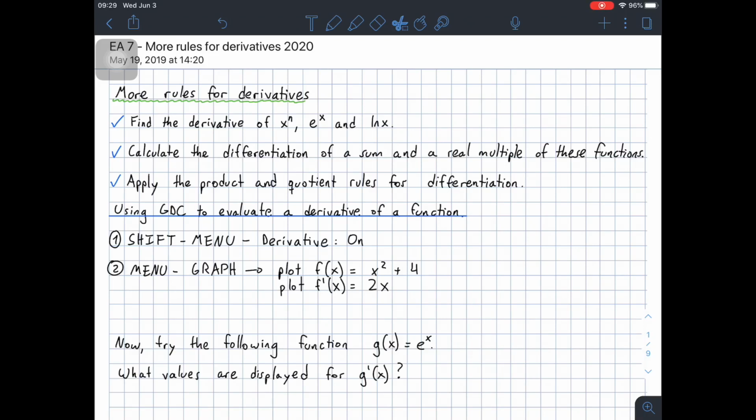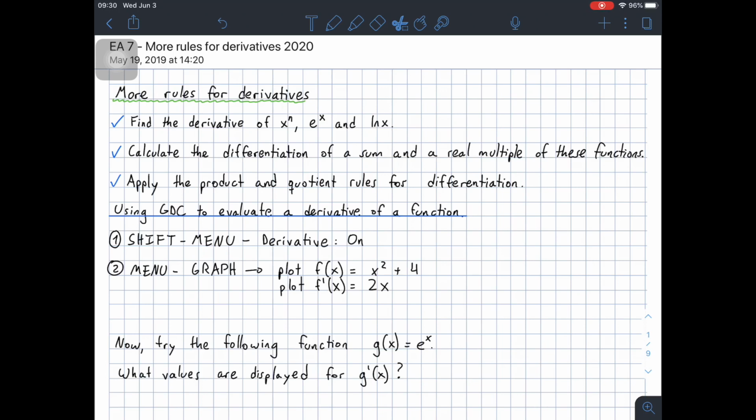Hello seniors, today we're going to continue with calculus. We're going to see electronic assignment number 7, where we're going to study more rules for derivatives. Up to now we have just seen one type of derivative, which is the power rule, which is the most used, but it's not the only type of derivative that exists.